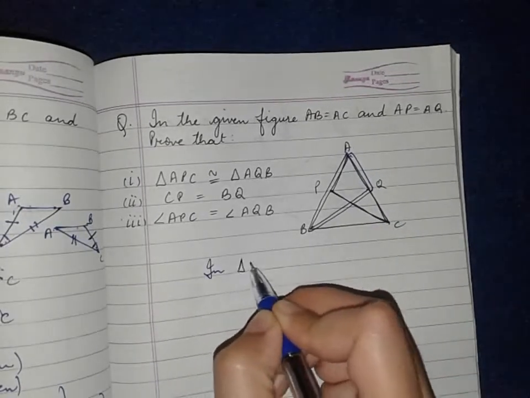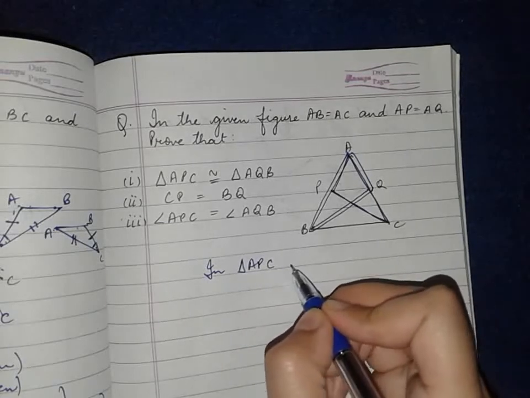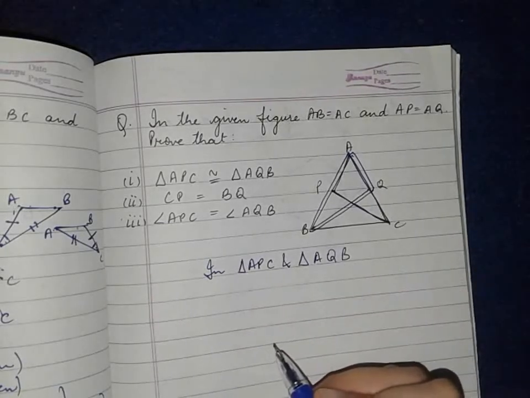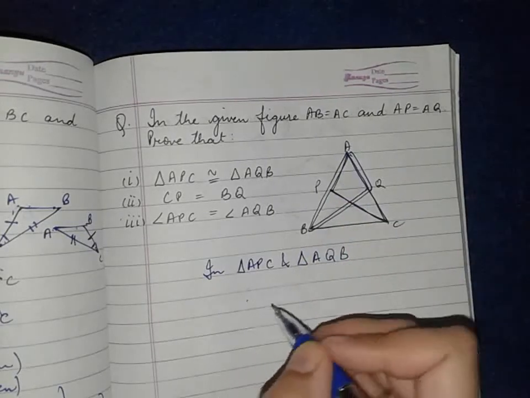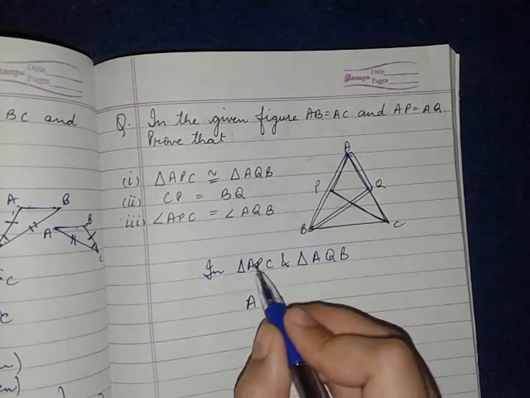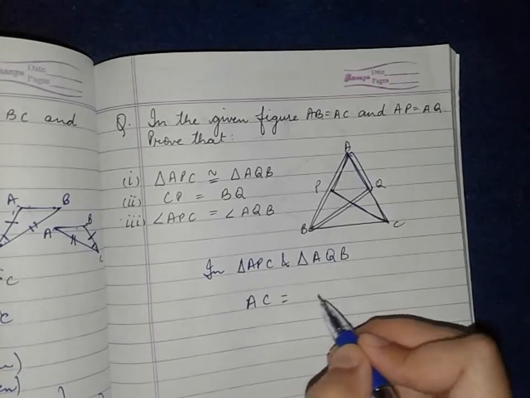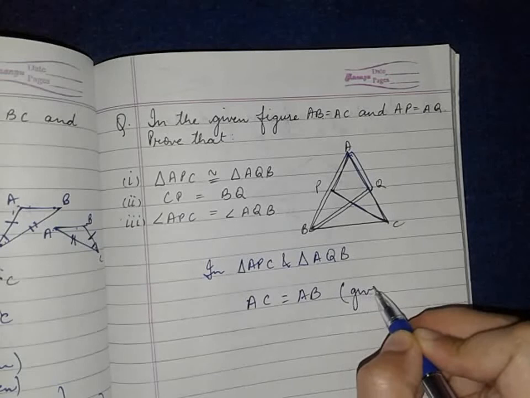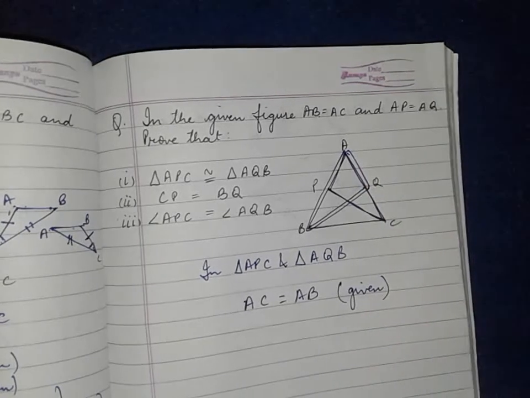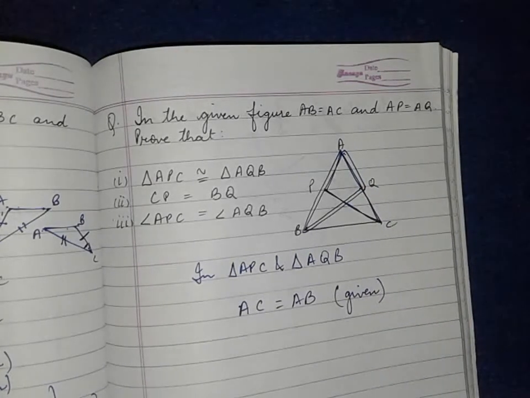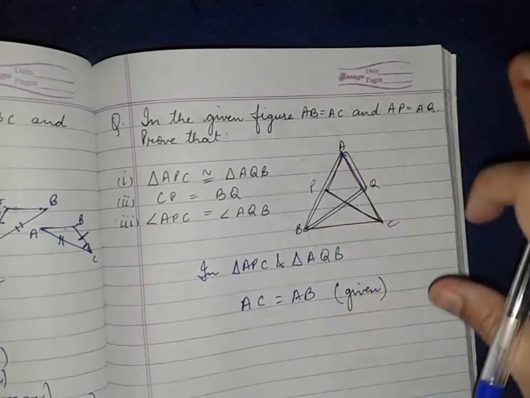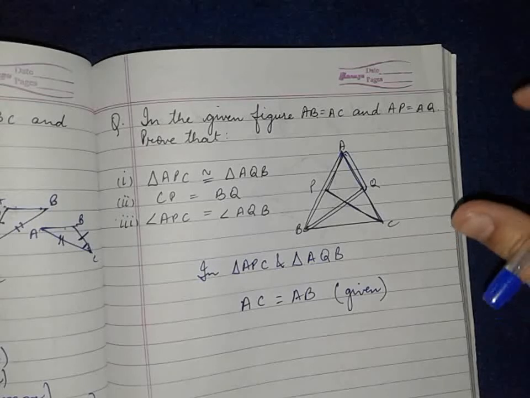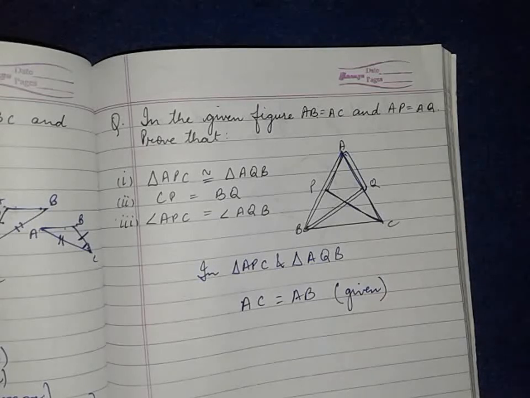First, in triangle APC and triangle AQB. Now, what can I write equal? I can write AC first because APC is there. AC is equal to AB. Reason: given. Now, no three sides are equal. So, SSS will not be used. The third side of the triangle is not given equal, and not common also. No side is common, no side is equal. SSS is not used. What will be used?